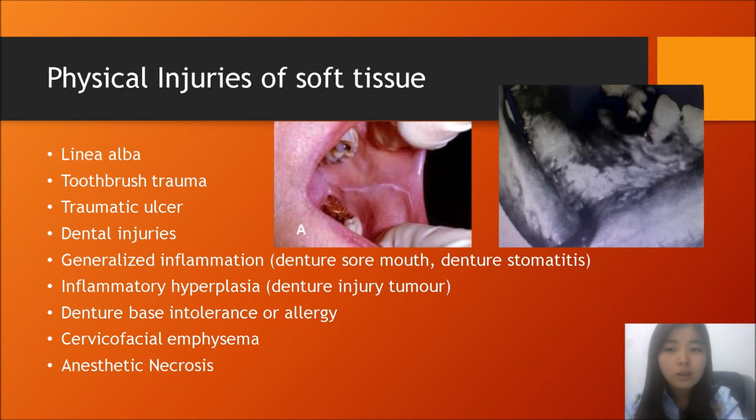So the other examples of physical injuries of soft tissue are the generalized inflammation, which is known as the denture sore mouth, also known as denture stomatitis, the inflammatory hyperplasia, which is known as the denture injury tumor, the denture-based intolerance or allergy, cervical facial emphysema, and the anesthetic necrosis. So these injuries will be explained in the following slides.